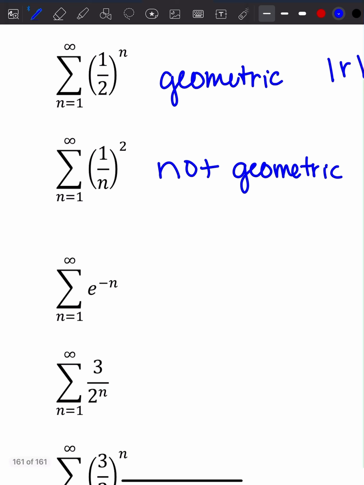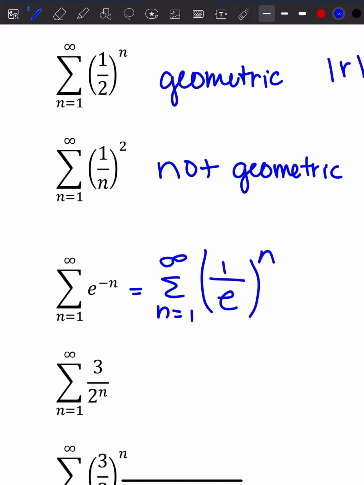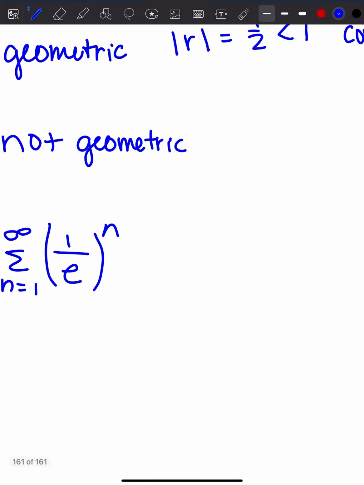We have the summation from n equals 1 to infinity of e to the negative n power. We're going to rewrite this really quick just to make sure. So we have the summation from n equals 1 to infinity of 1 over e to the n, which we can also write as (1/e) to the n power. This is in that form that we would normally see for a geometric. We have a number raised to a power. This is geometric.